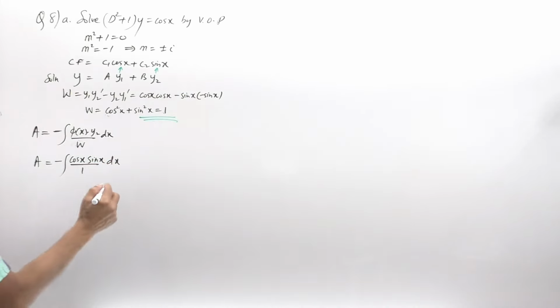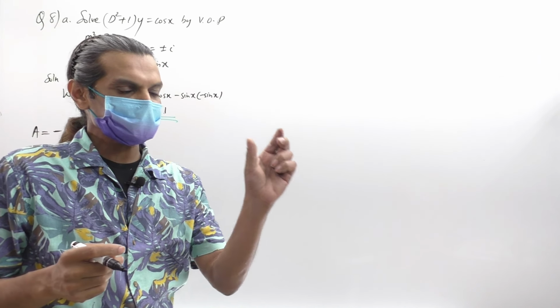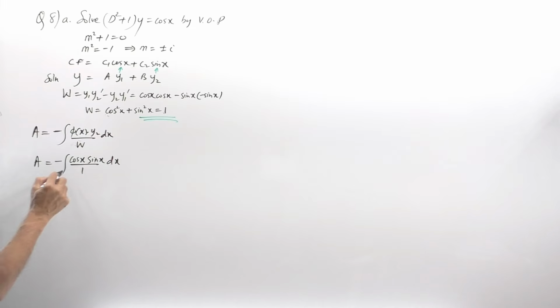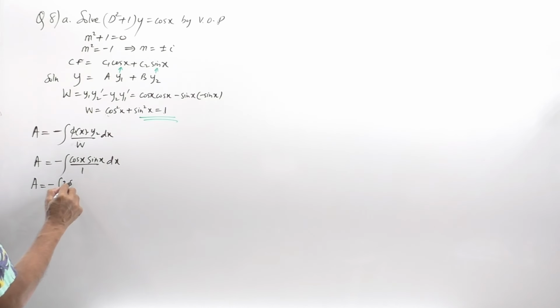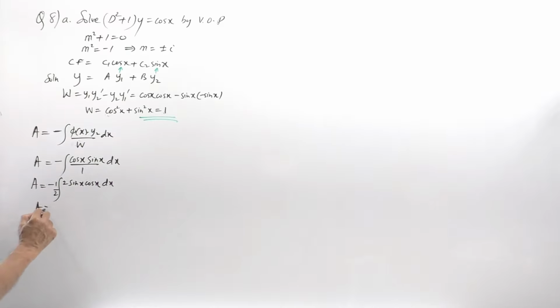So what I can do here is, wherever cos and sin are there, we can make it standard, because sin 2x is 2 sin x into cos x. So I can write this by multiplying by 2 and dividing by 2. So a will be equal to minus, I'll simply multiply by 2, 2 sin x into cos x, and divide by 2, dx.